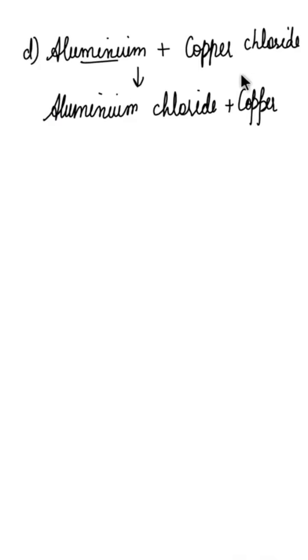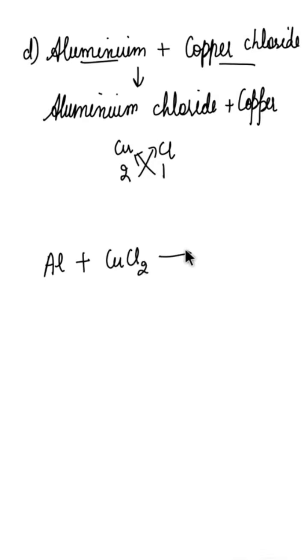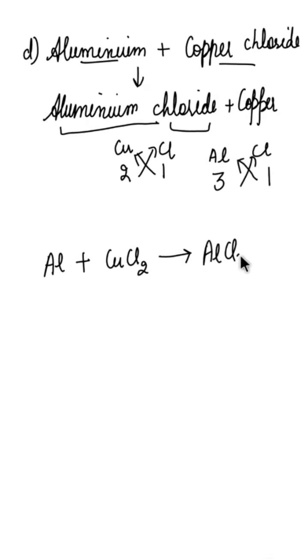The next part is aluminium plus copper chloride. Aluminium is Al, so we'll write Al here, plus copper chloride. What is the formula? Copper symbol is Cu and chlorine symbol is Cl. Valency for copper is 2 and chlorine is 1. So when we multiply them, we get CuCl2. So CuCl2 will be written here. In the product, we will get aluminium chloride. Aluminium symbol is Al and chlorine is Cl. Valency of aluminium is 3 and chlorine is 1. So when we cross them, we get AlCl3. This is the formula for aluminium chloride, plus copper, which is Cu.